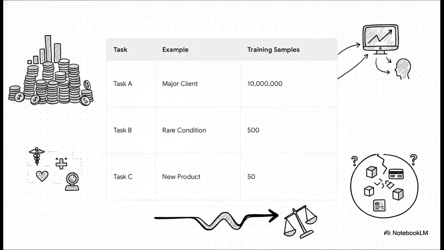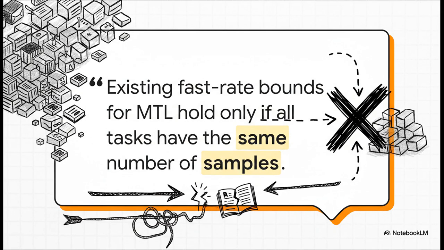Look at this. An AI system could be swimming in data for task A, 10 million examples of ad clicks for a huge client. But then, for task B, maybe a super important medical prediction for a rare disease, you've only got 500 samples. And for task C, trying to spot fraud for a brand new product, maybe just 50. This is what we call the unbalanced setting, and it is a massive problem. Yeah, this imbalance is a beast of a challenge.